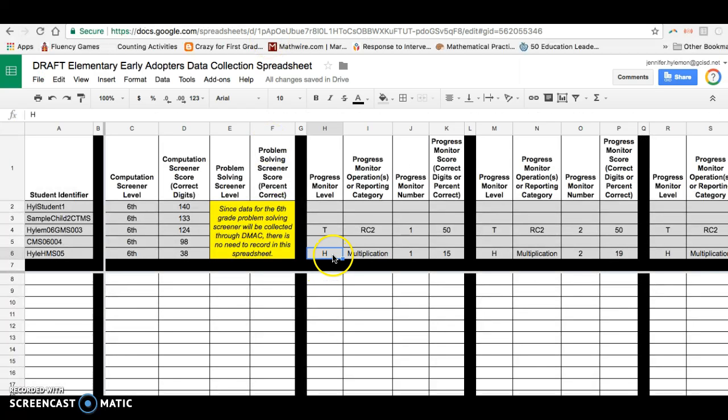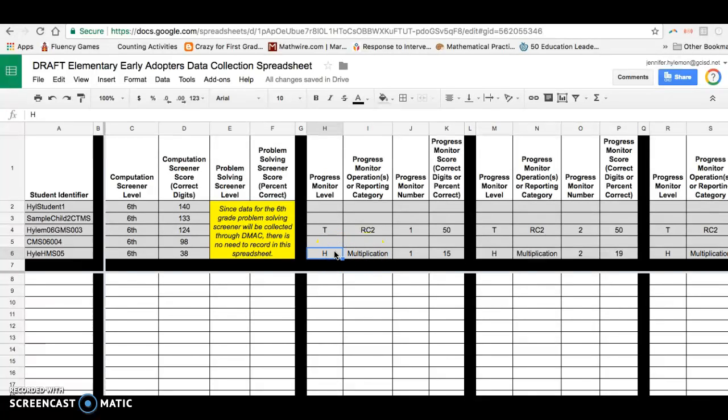having intervention on computation. For this particular student, it's multiplication, level H, and that's where we went down. You may have noticed that the multiplication screeners available on the 6th grade page were level I, and so we just leveled down to the 5th grade page to get the level H ones for multiplication.